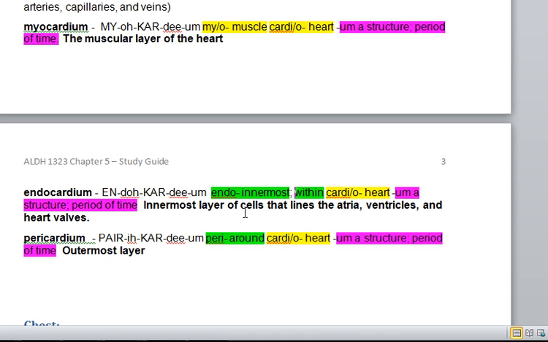Pericardium, peri means around, cardio means heart, ium is a structure or a period of time. Pericardium is the outermost layer.